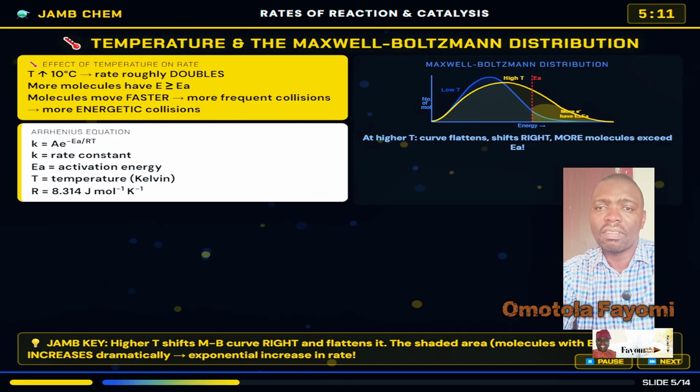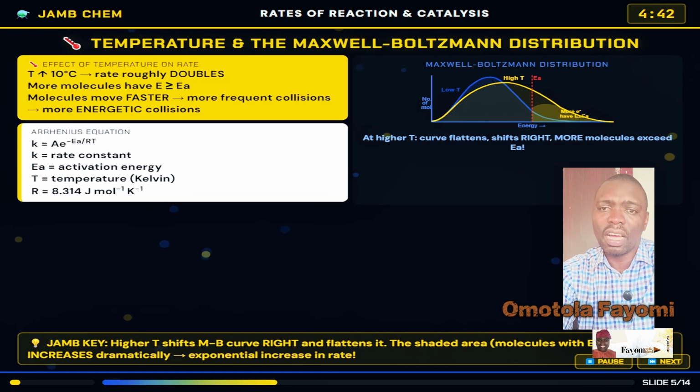Now a much larger fraction of molecules has energy greater than or equal to EA, shown by the larger shaded area. This dramatic increase in the proportion of energetic molecules explains why a temperature increase of just 10 degrees can double the reaction rate. Note that the total area under each curve is the same. The total number of molecules has not changed, only their energy distribution has shifted. This graph is a genuine JAMB favorite.